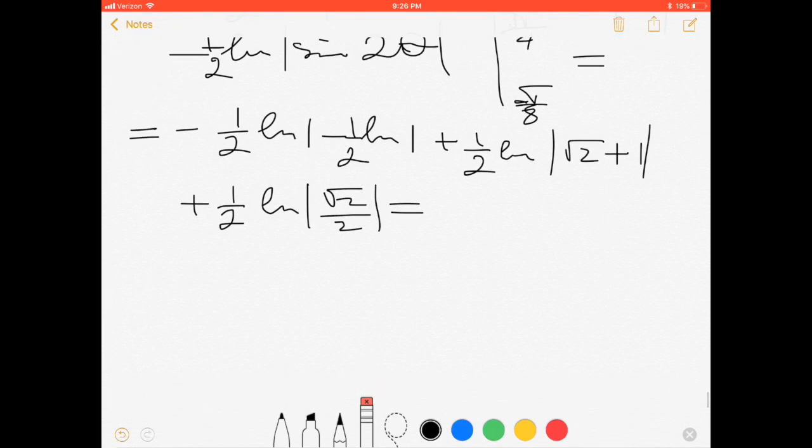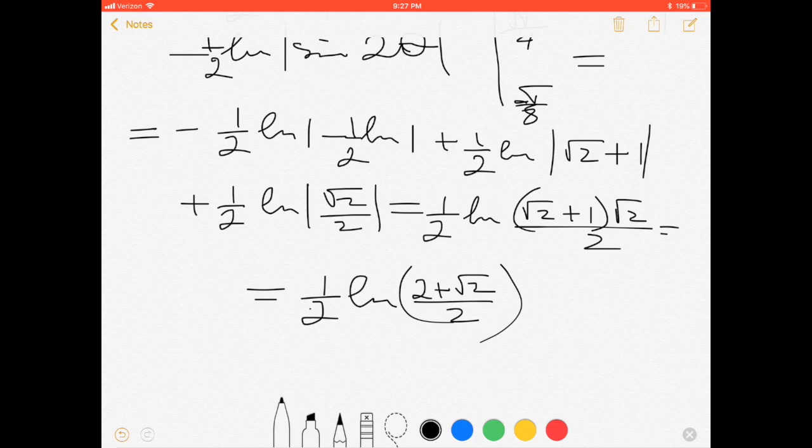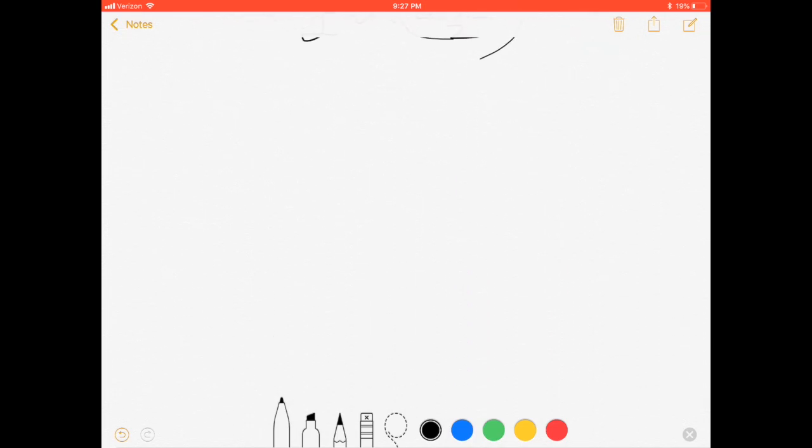Our final answer will be 1/2 ln of (square root of 2 plus 1) times square root of 2 over 2. It will be 1/2 ln of (2 plus square root of 2) over 2. I think it's good enough. Or maybe one more example.